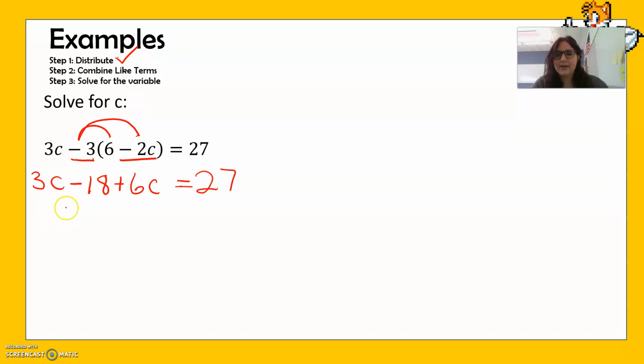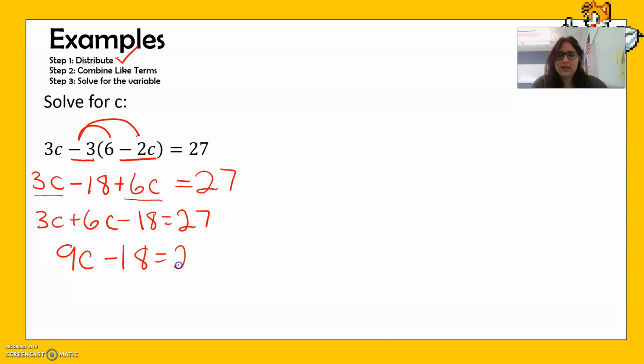Now let's combine like terms. My like terms are 3c and 6c. I'm going to just move them so that they're next to each other. So 3c plus 6c minus 18 equals 27. Now let's combine. 3c plus 6c is 9c minus 18 equals 27. Now I have a two-step equation.